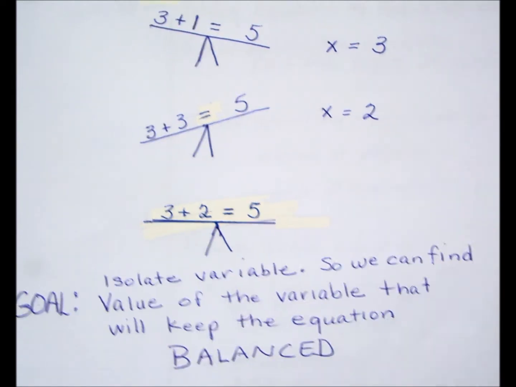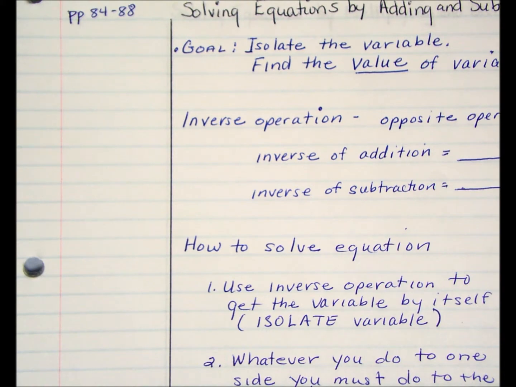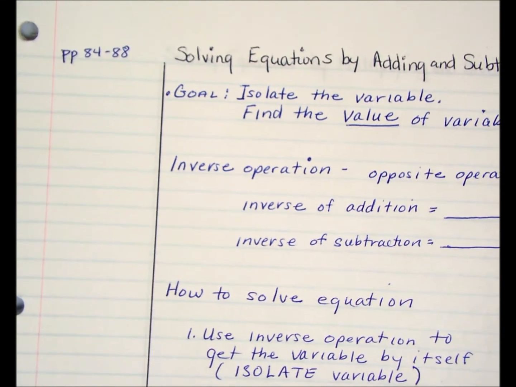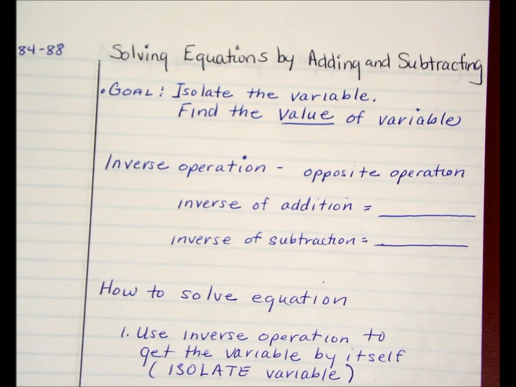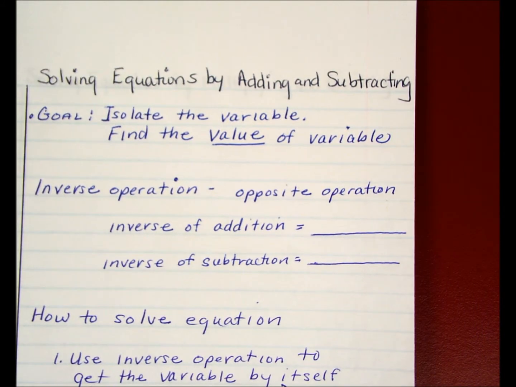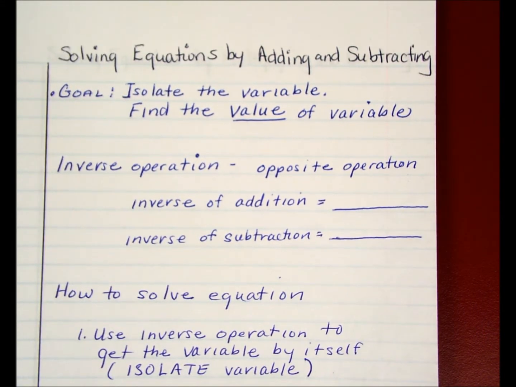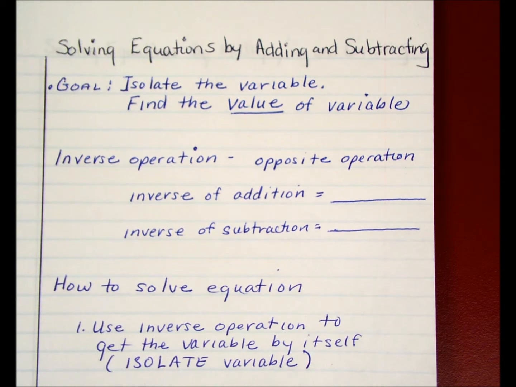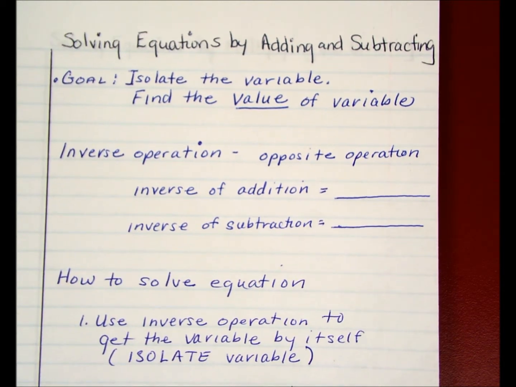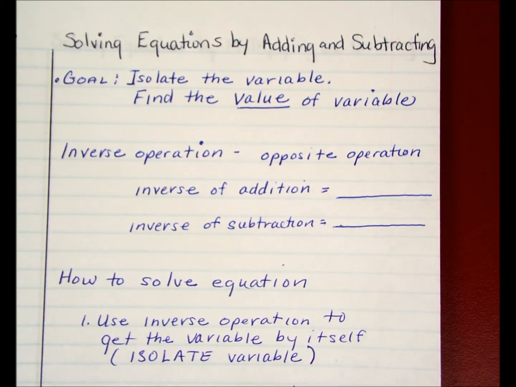Now let's get down to taking our notes. So this lesson is on pages 84 through 88 in your book. Solving equations by adding and subtracting. So as I said in the little demonstration, the goal is to isolate the variable or get the variable by itself. And why do we want to do that? Because we want to find out what its value is.